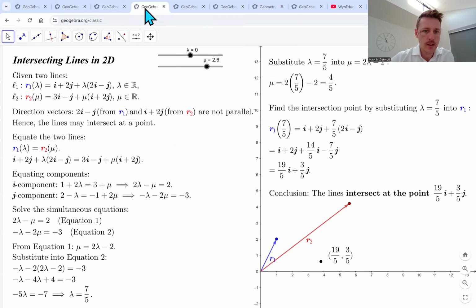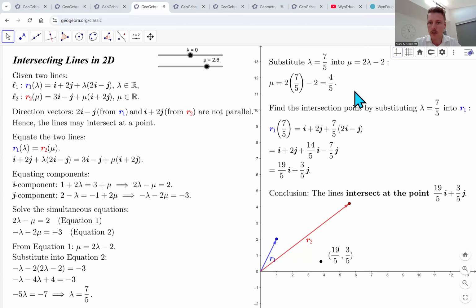Next thing we're going to look at is intersecting lines in 2D. Okay, so obviously in two dimensions, if they're not parallel, then they're going to cross at some point. So maybe pause the video and just have a read of this, but I might make that smaller in case that's covering it.